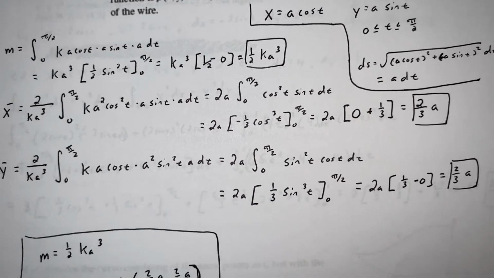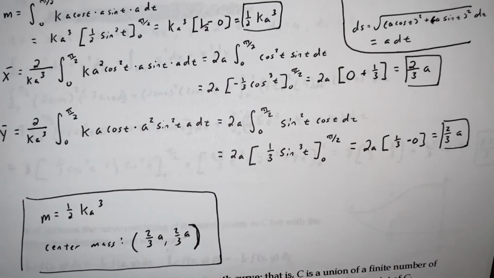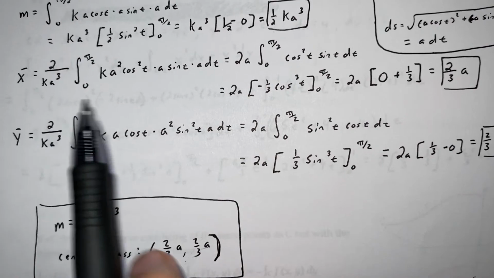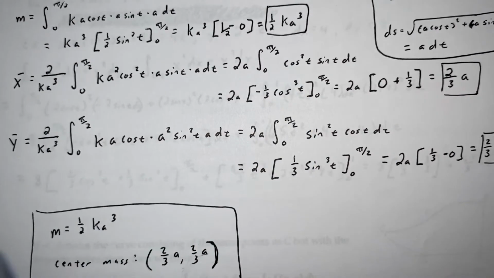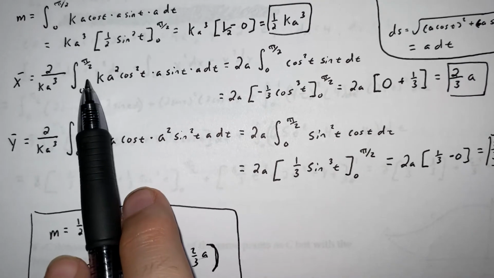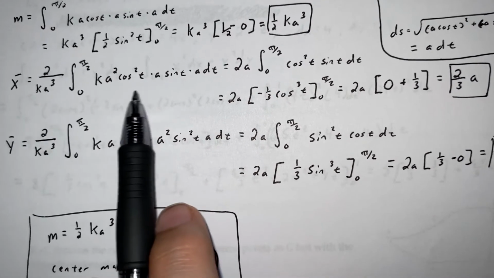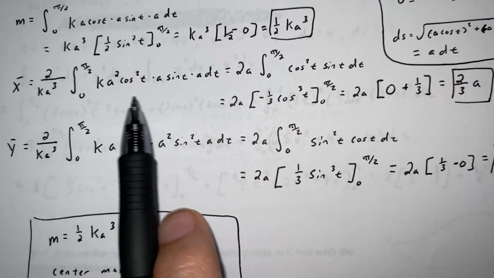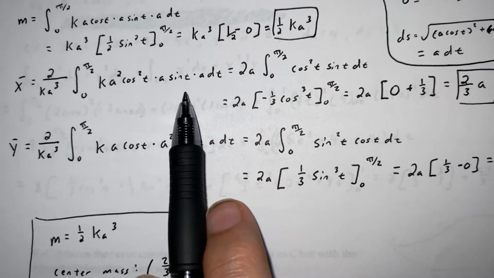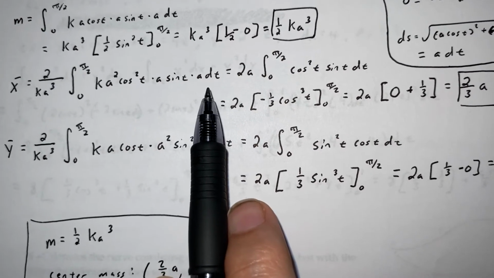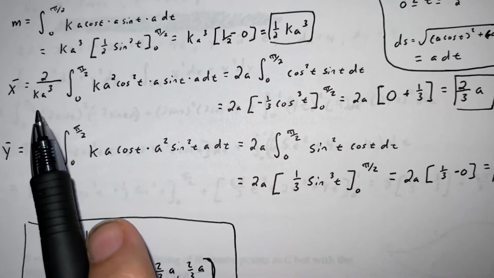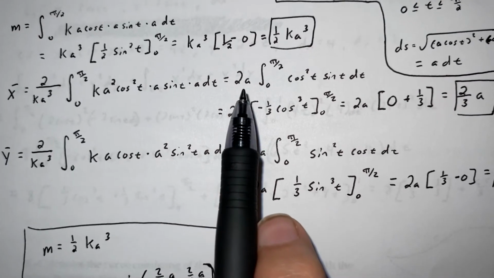All right, so that's the total mass. Now let's find the center of mass. So I do the x bar. x bar is going to be 1 over m, so I just took the reciprocal of that. It's going to be 2 over ka cubed times the integral from 0 to pi over 2. Because we're doing x bar, we multiply by an additional x. That's why I have a squared cosine squared t, times k a sine t, a dt. I'm going to pull out ka to the 4th. When I do that, ka cubed goes away, and the only thing left is 2a.